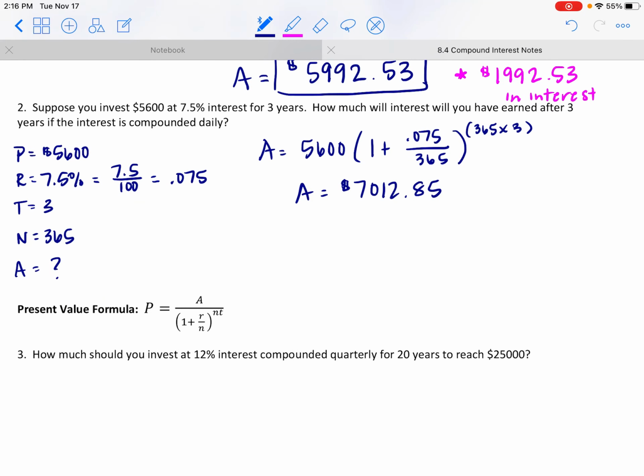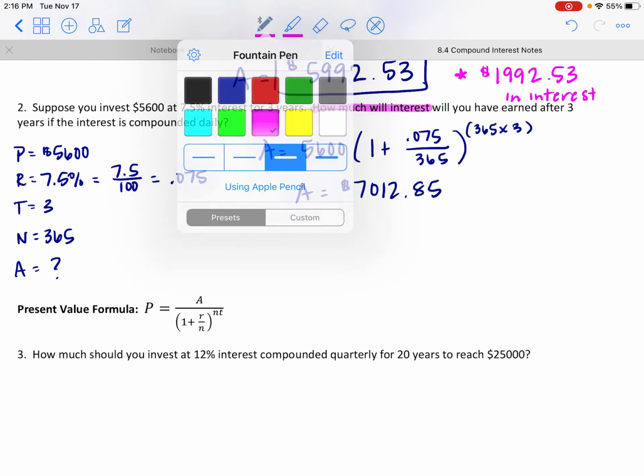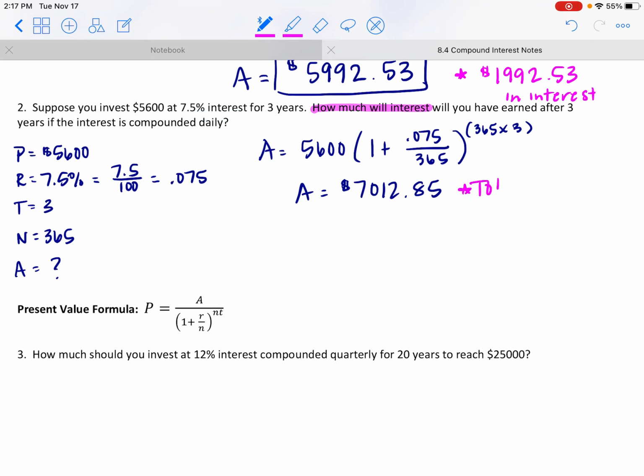If you're working on your practice, make sure you're reading the question carefully. This time it says, how much interest are you going to have? So the $7,012.85, that's the total amount. Okay? This is the total. The total amount you ended up with. So if you started with 5,600, you want to subtract that out to figure out the interest.